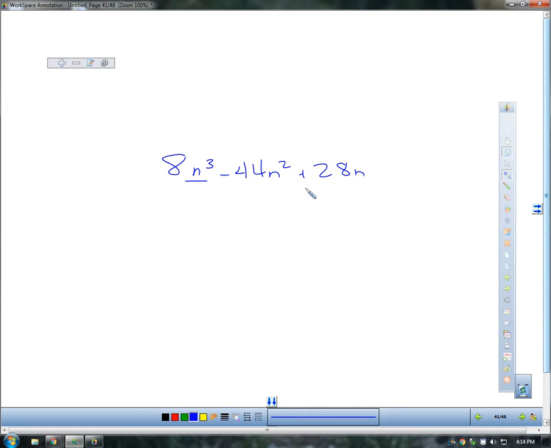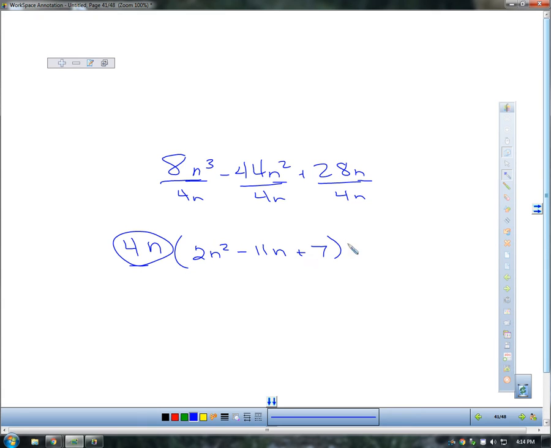I notice that all three have n's, so I can pull out an n. And let's see, they've got a 4 in common. Okay, so I'm going to divide by 4n. Okay, 8 divided by 4 is 2. N cubed divided by n is n squared. And we have minus 11n plus 7. Okay, I can now put this in my answer and work on this.